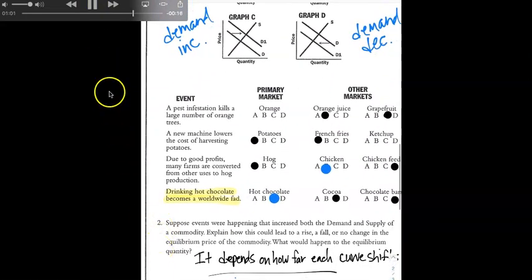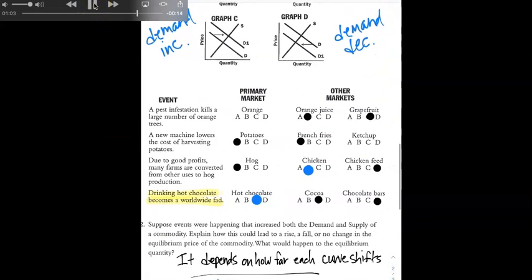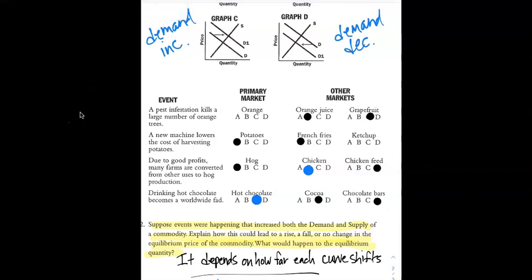The last piece that we look at, we're asked: suppose events were happening that increase both the demand and the supply of a commodity, and explain how that could lead to a rise, a fall, or no change in the equilibrium price of the commodity, and what would happen to the equilibrium quantity. So the simplest answer is it depends on how far each curve shifts. If the supply curve shifts further to the right than the demand curve, you would expect the price would decrease, but the quantity would increase.